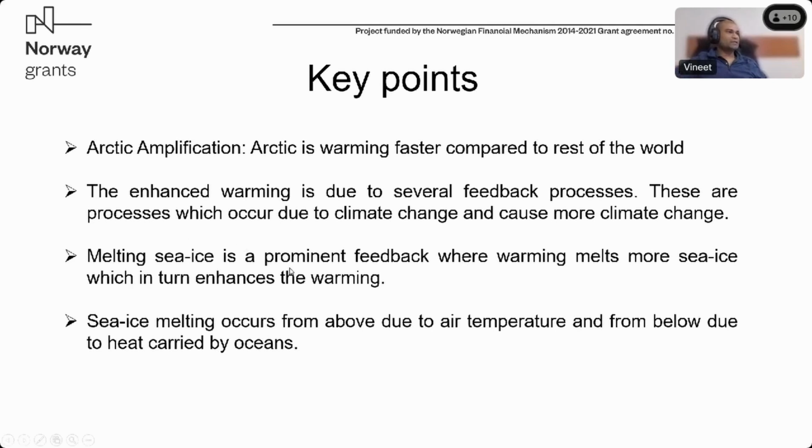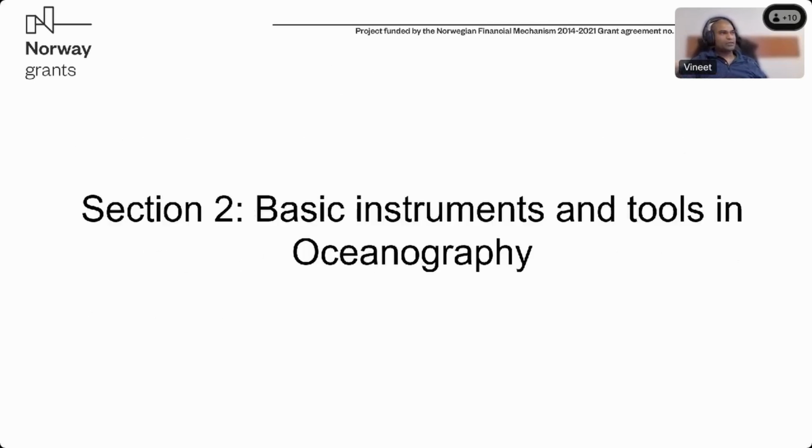Melting sea ice is one of the most prominent feedback cycles, where warming melts sea ice, which in turn enhances the warming and melts more sea ice, and so on. The sea ice melting is occurring both due to rising air temperatures and from below due to the heat carried by the ocean. This is the role that we want to focus on, that the oceans are also carrying heat, which is melting the sea ice in the Arctic and enhancing the warming in the Arctic. Which brings us to the second section.